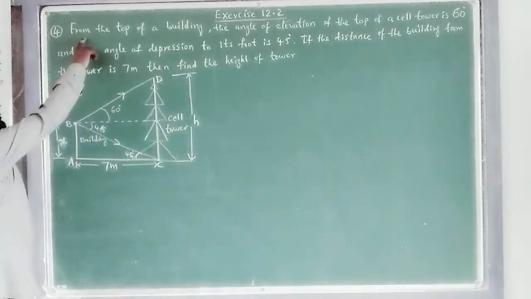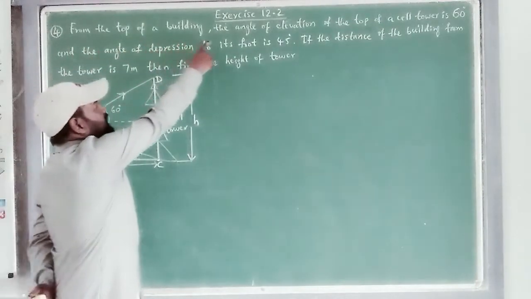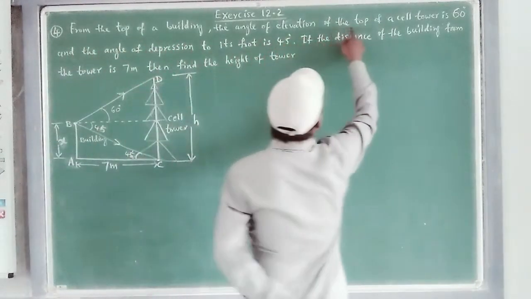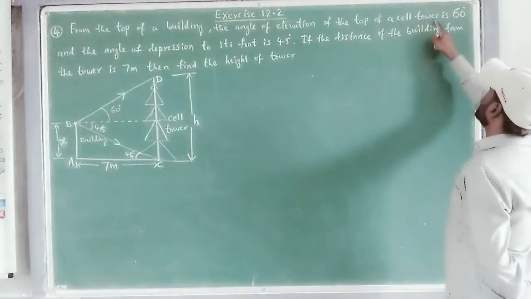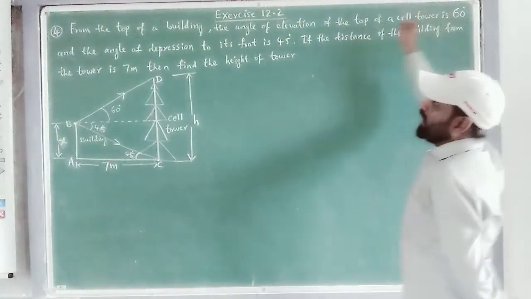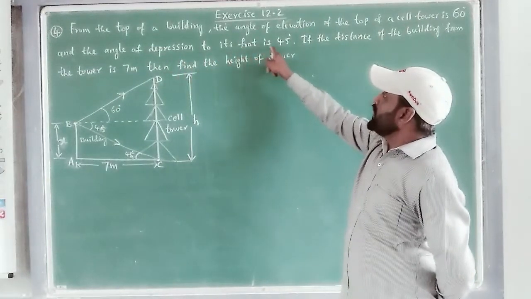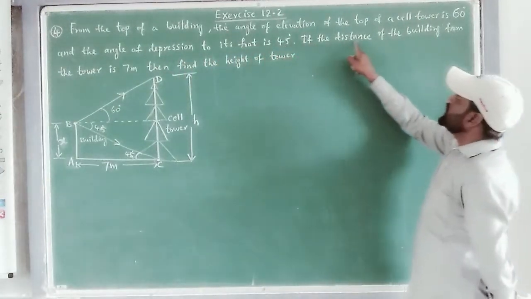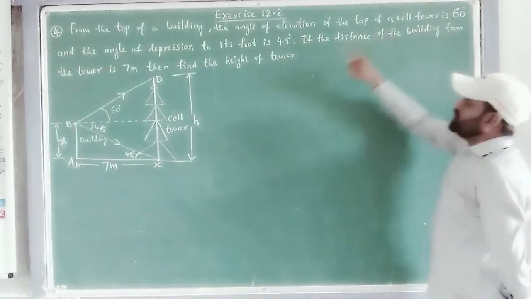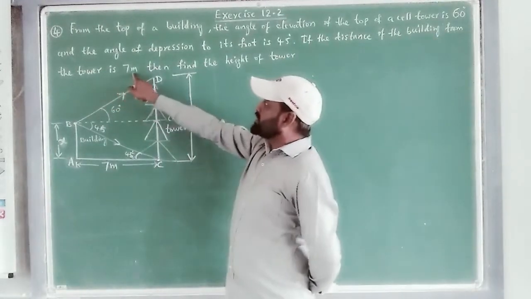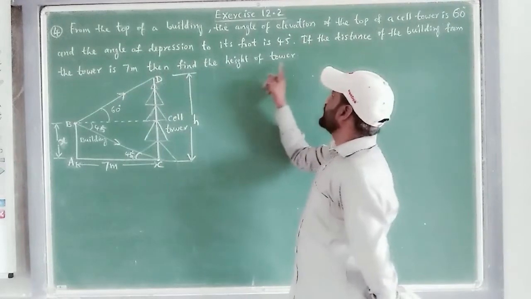Question number 4. From the top of a building, the angle of elevation of the top of a cell tower is 60 degrees and the angle of depression to its foot is 45 degrees. If the distance of the building from the tower is 7 meters, then find the height of the tower.